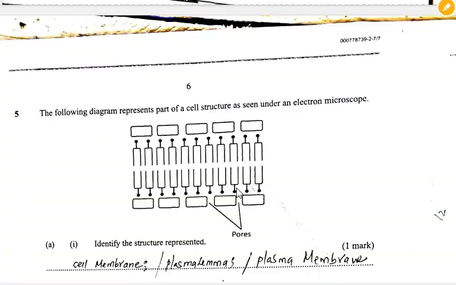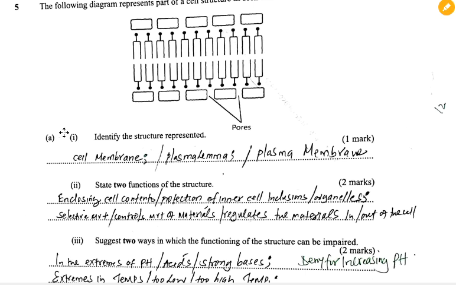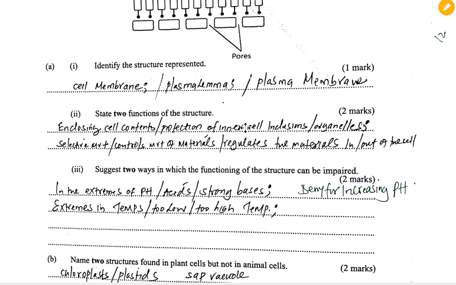Question 5. The diagram below represents a part of a cell structure as seen under an electron microscope. Part A, Roman 1: identify the structure represented, and that is a cell membrane, or another term is plasmalemma, or the plasma membrane. State two functions of the structure. Number one, it encloses cell contents, or you can say protects inner cell inclusions or organelles.